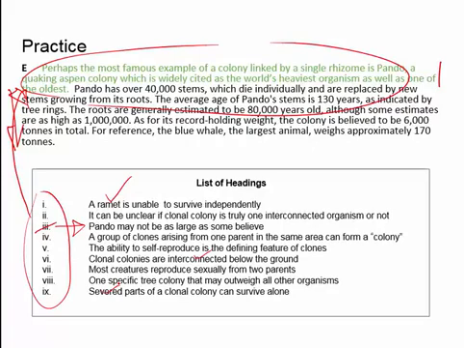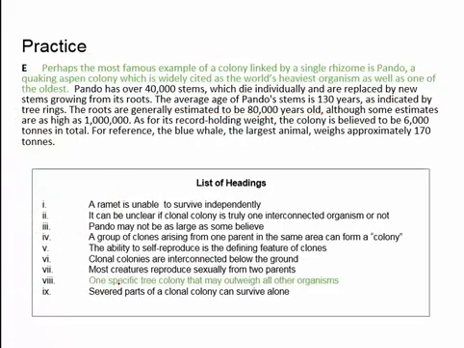So which answer choice best resembles that? Well, you probably found that answer choice 8 is best, right? One specific tree colony that may outweigh all other organisms. Aha! This paragraph is about how large Pando is, and Pando is a tree colony. Aspen is a kind of tree. This is a good main idea paraphrase for this paragraph.